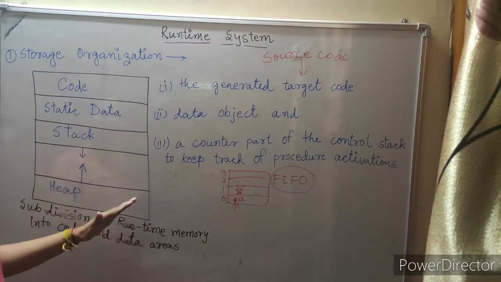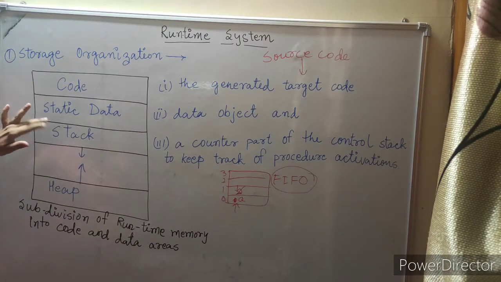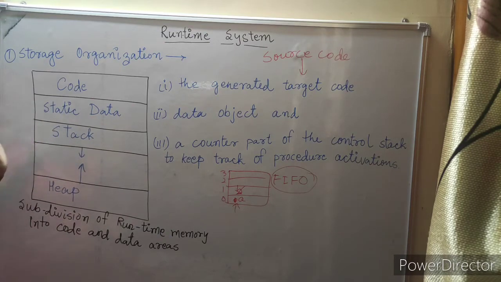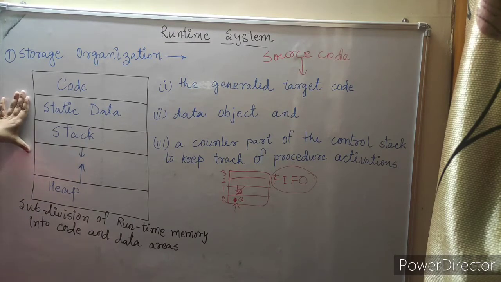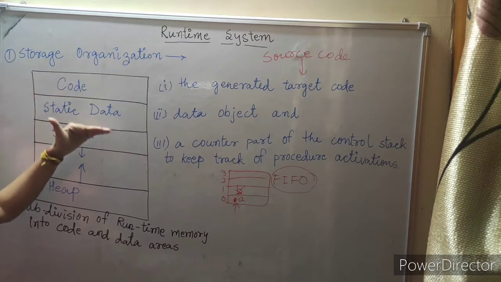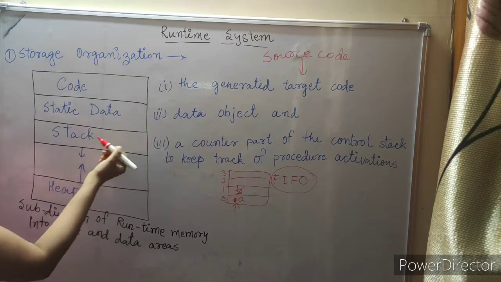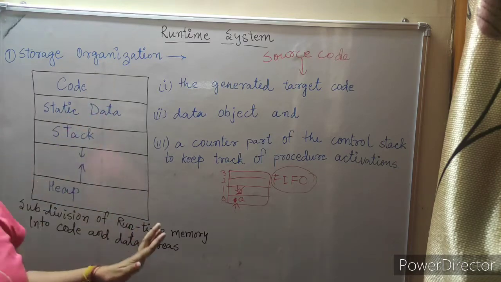Then after that, the heap. Heap is also storing data, and it is the interlink between these parts. Code and stack are linked between two heaps. So this is why there are interconnections. This diagram is a subdivision of runtime memory into code and data areas. We are storing code and data here, and subdivision means divide. It is divided as given: which part will store the code, which part will store the static data, the stack, then the heap. So this is the storage organization.